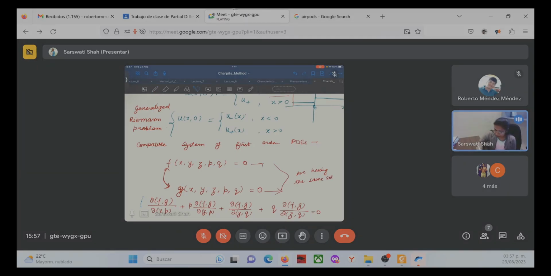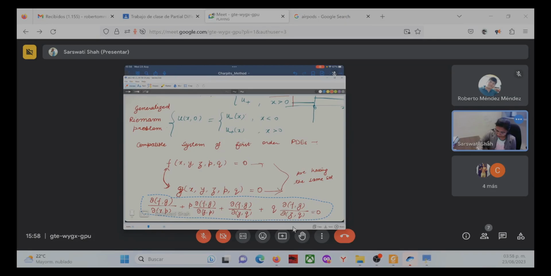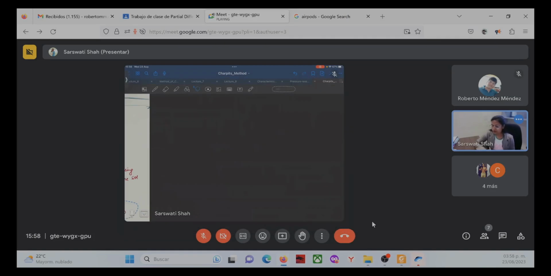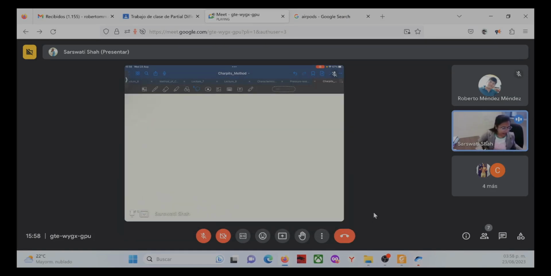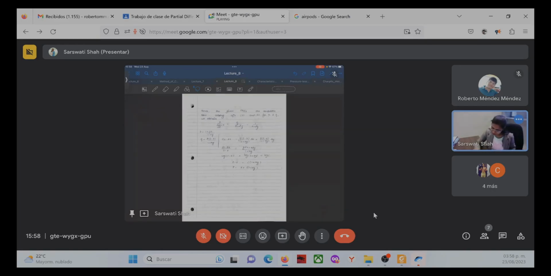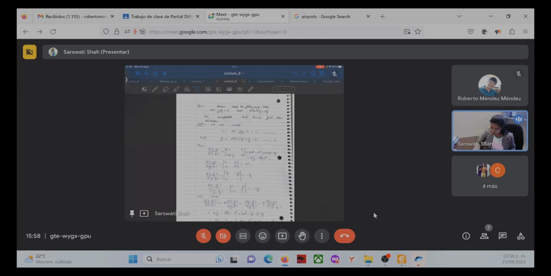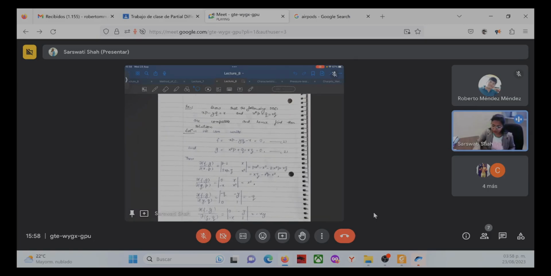So we are going to derive the Charpit equation to solve a fully nonlinear partial differential equation. There are some questions in your notes. You can solve those to get the idea of the compatible condition. I have given this question: show that the following PDEs are compatible and hence find their solution.